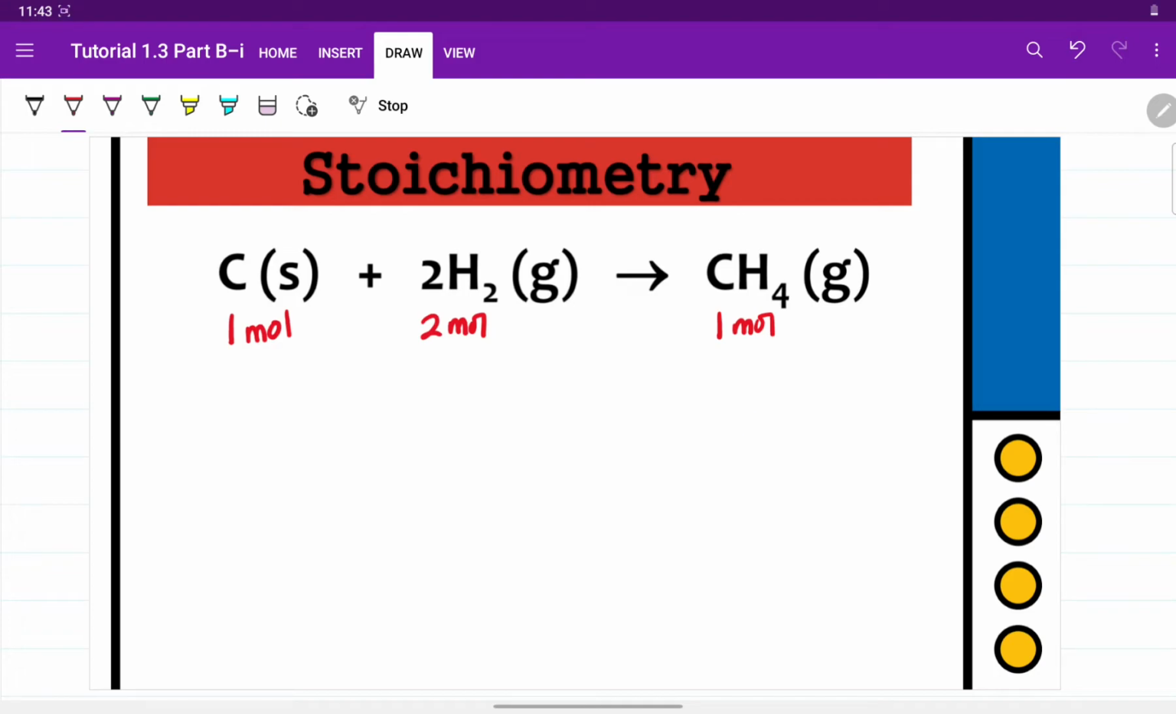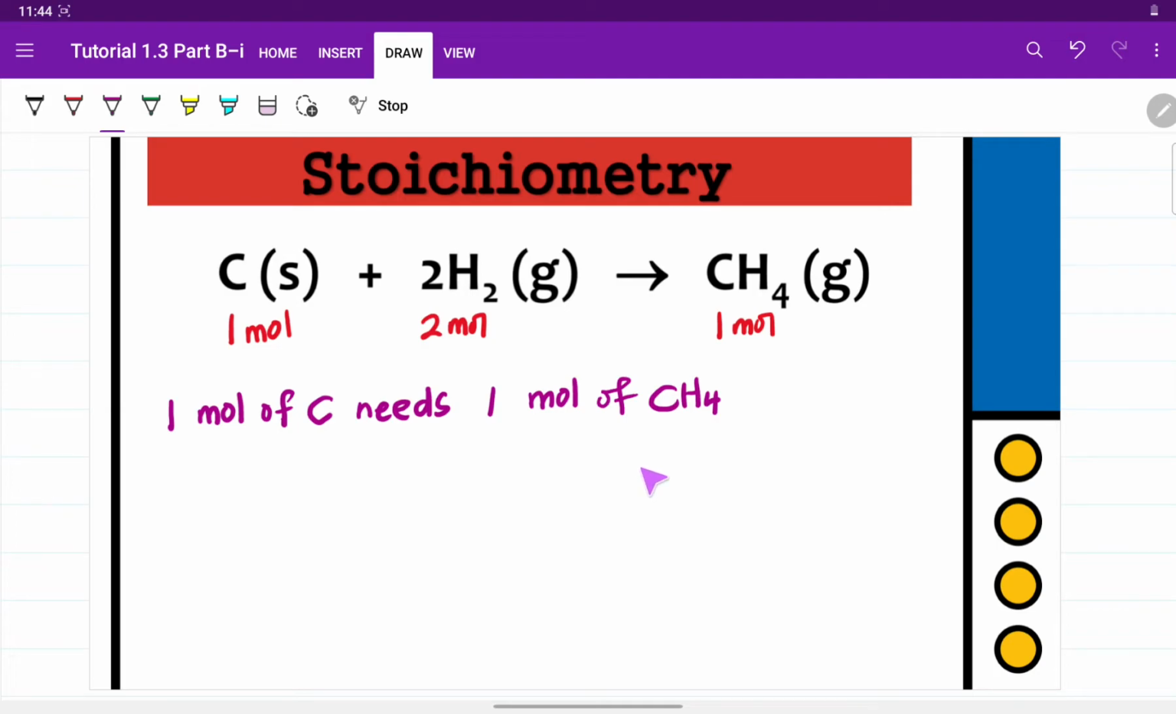Now, from the notes that I give you, kita tulis dekat situ, from the balance equation, 1 mole of carbon needs 1 mole of CH4. Ini saya cuma ambil satu contoh saja daripada a few examples that I give inside your notes. So, this is the statement. Dalam exam, awak takkan tulis macam ni. Awak akan tulis dalam bentuk stoichiometric equation.